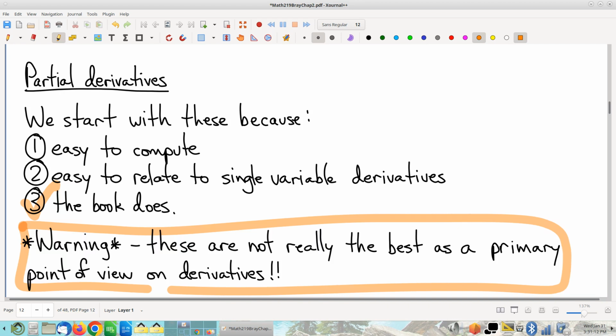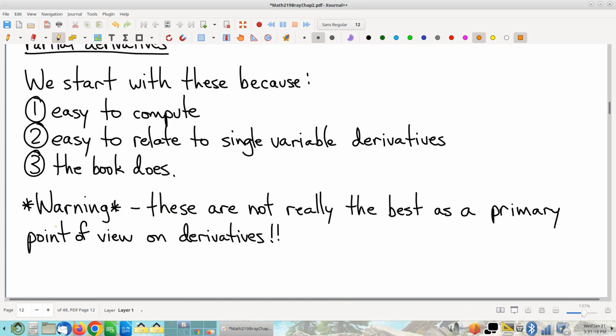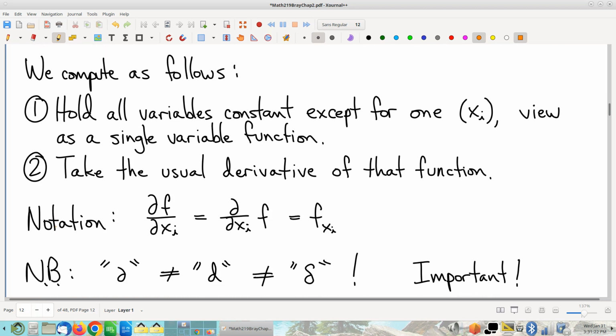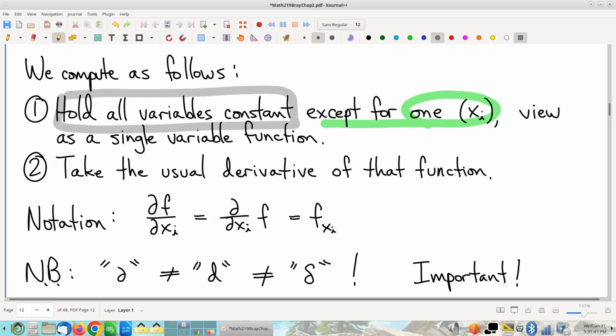All right. So just keep that in mind. Don't put all your eggs in this one basket here. So here's what it is: a partial derivative. I'm just going to describe the process for computing partial derivatives. You're going to start off by identifying one of the input variables to remain a variable, and then you're going to hold all the other variables constant.